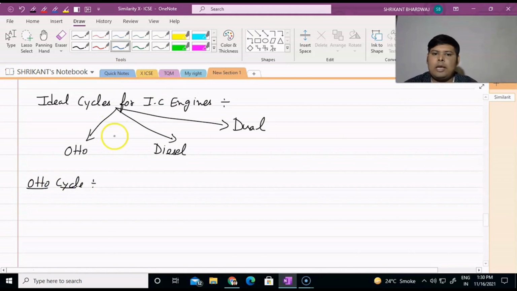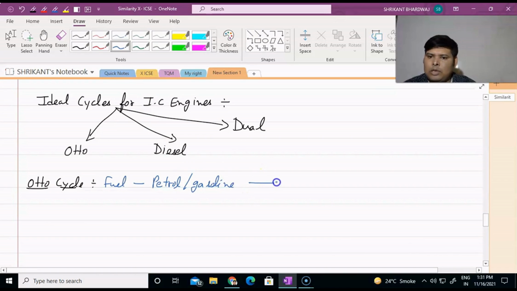Now on this Otto cycle, SI engines are based. What are SI engines? Spark ignition engines. And the fuel that is used here is petrol or gasoline. And Otto cycle is the principle on the working of your SI engine. Remember this thing. SI engine, that is spark ignition engine.